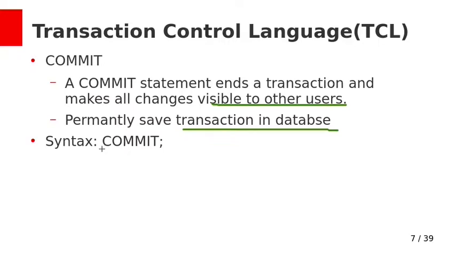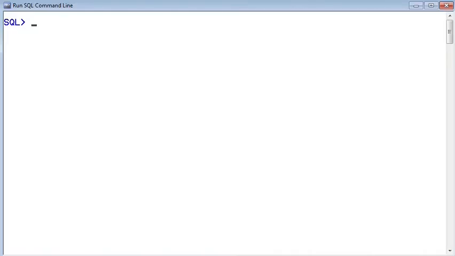The syntax is commit. We need to use this commit statement to save all the operations in the transaction permanently into the database. This commit will be applied at the end of the transaction. Throughout this course, we are using the company database schema. Here also I am using the same company database.